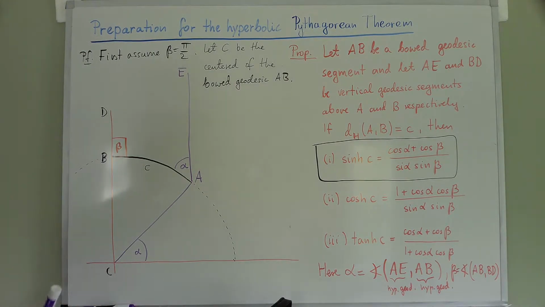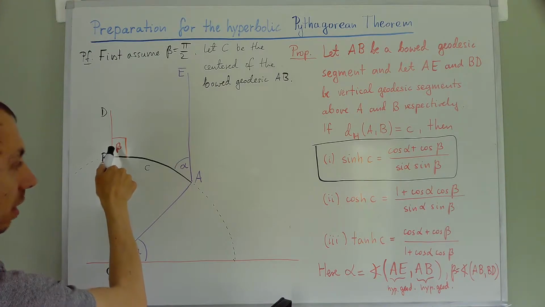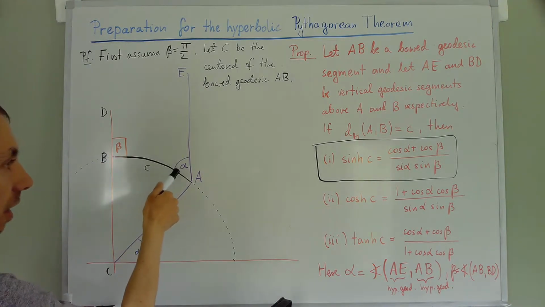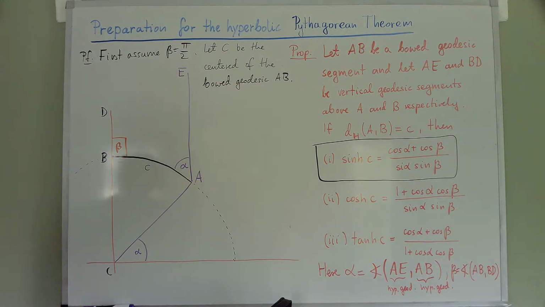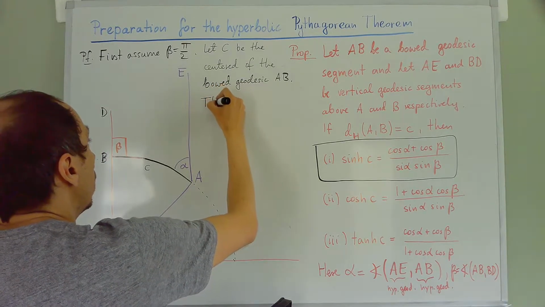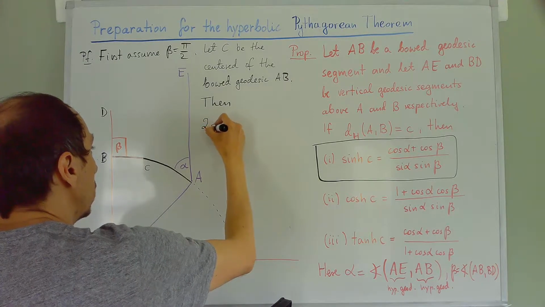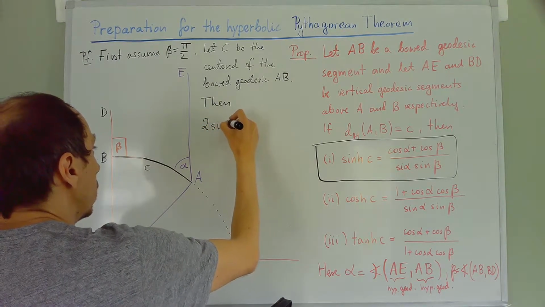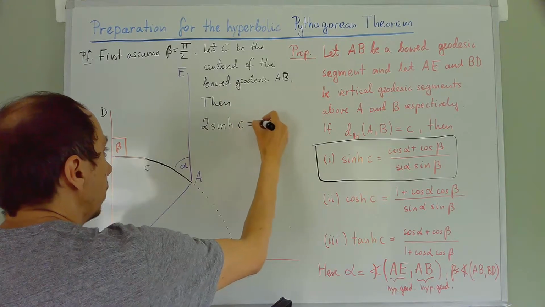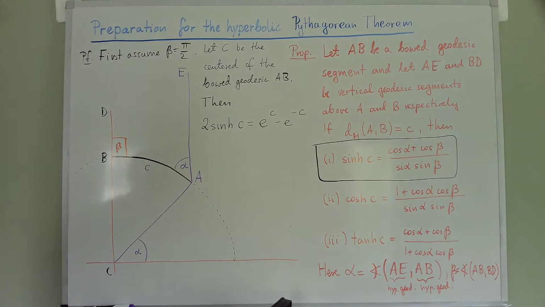Okay, so now the claim is that the sinh of C is equal to cosine alpha plus cosine beta divided by sine alpha sine beta. So let's prove this. So then, if I take 2 sinh C, then that's by definition e to the C minus e to the minus C.